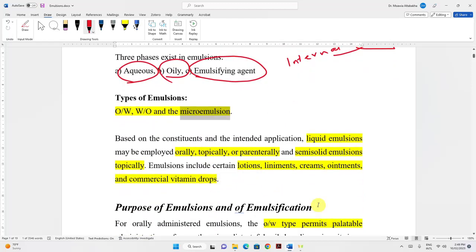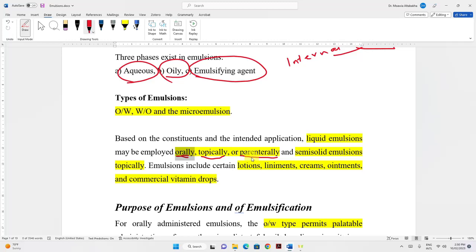Now, what do you use these emulsions for? Well, there are emulsions that are used for oral administration, and we have also emulsions that are applied topically, for example on the skin, and we have even emulsions that are applied parenterally through IV. We might talk a little bit about this later.